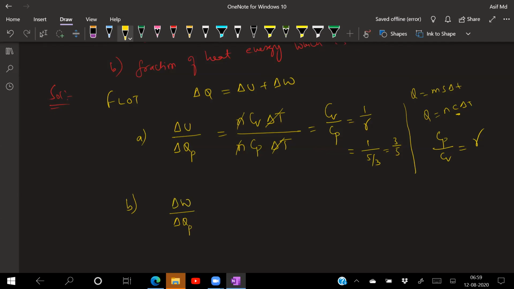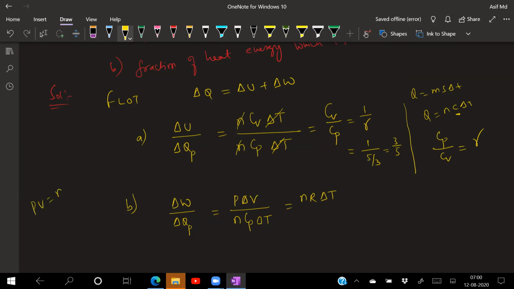So now delta W can I write as P into delta V? Work done is pressure into volume, divided by n into CP into delta T. P into delta V is what? nR into delta T. Yes, ideal gas equation, PV is equal to nRT.